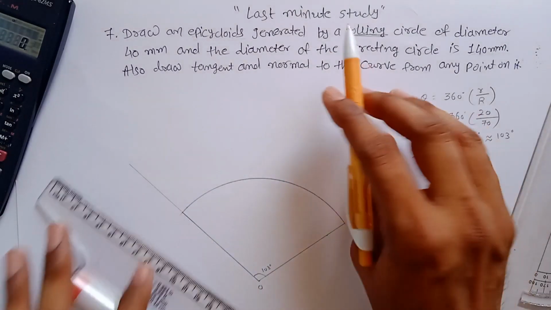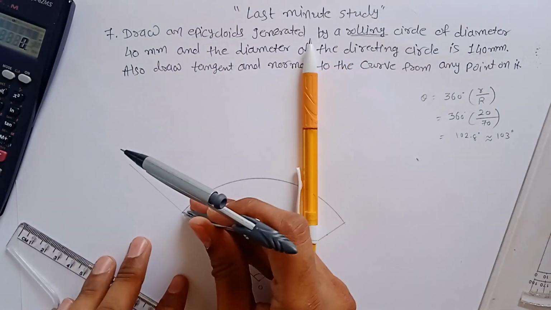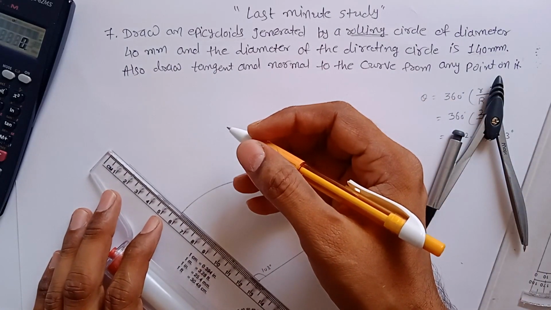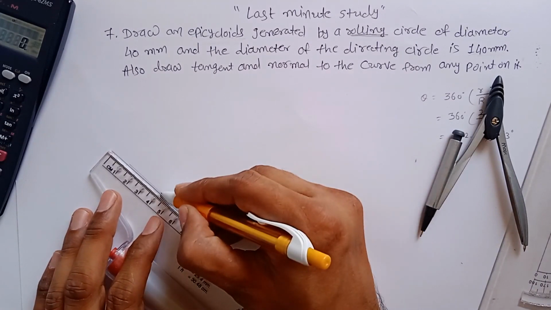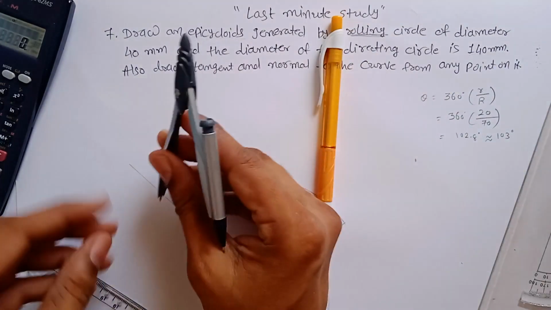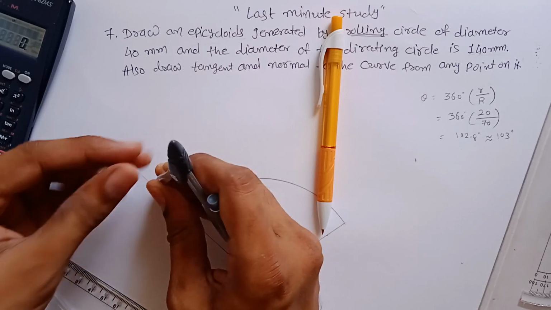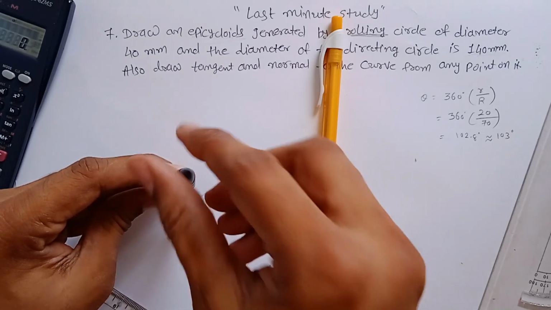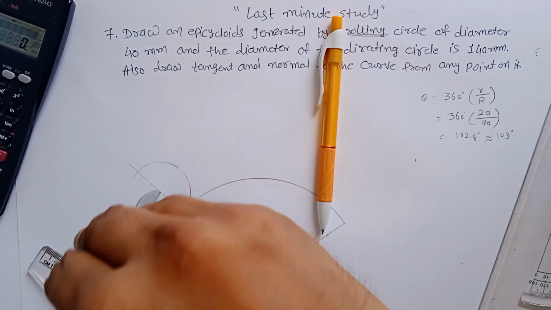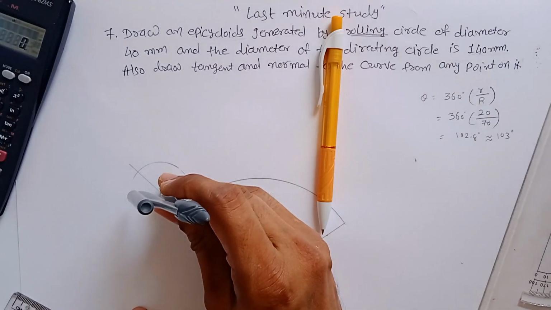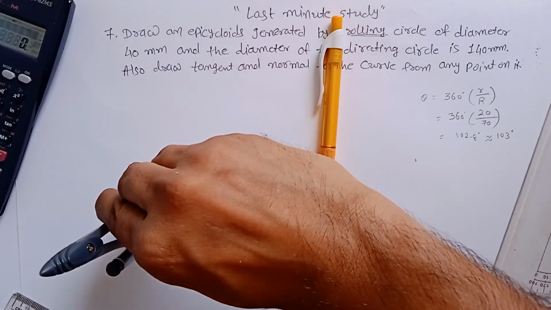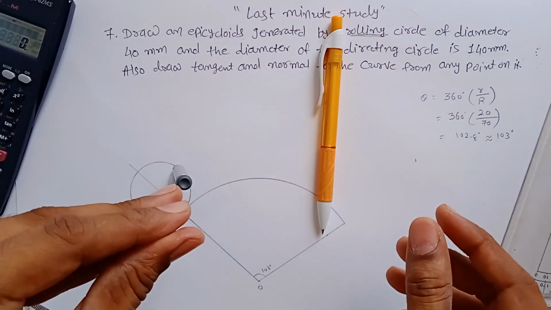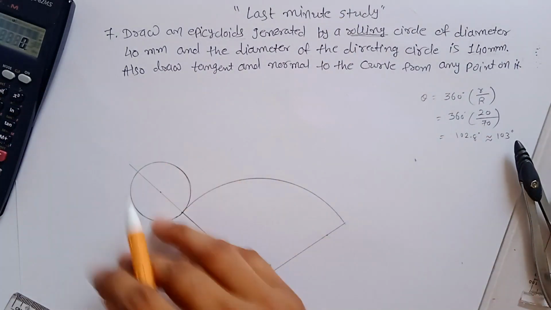Extend it a little bit like this, and measure the distance of 20 mm for the center point of the circle. So this is the 20 mm. Put your compass center over here, and this is your radius, and draw a circle. This circle represents the rolling circle.